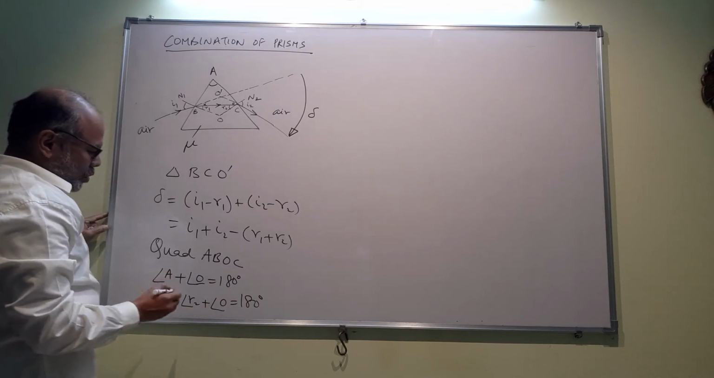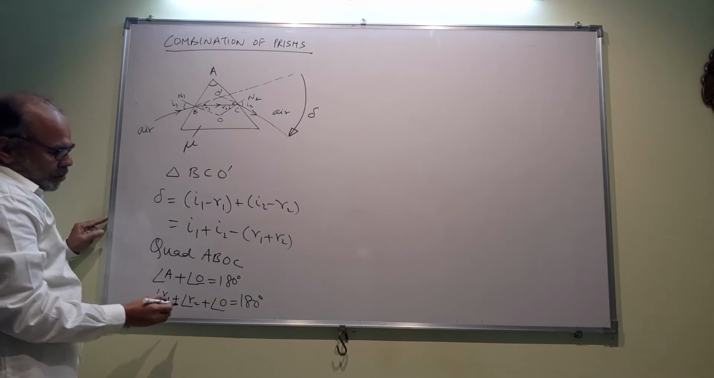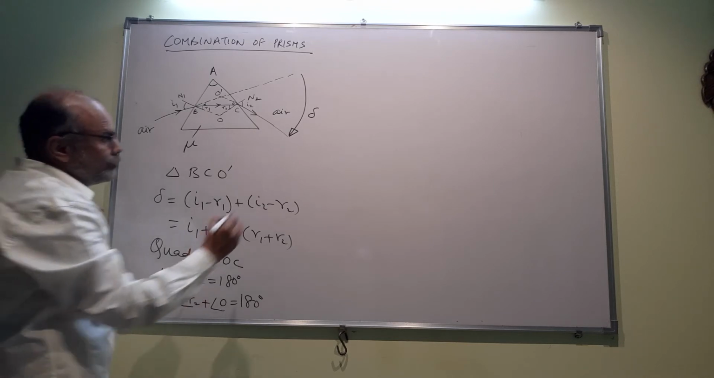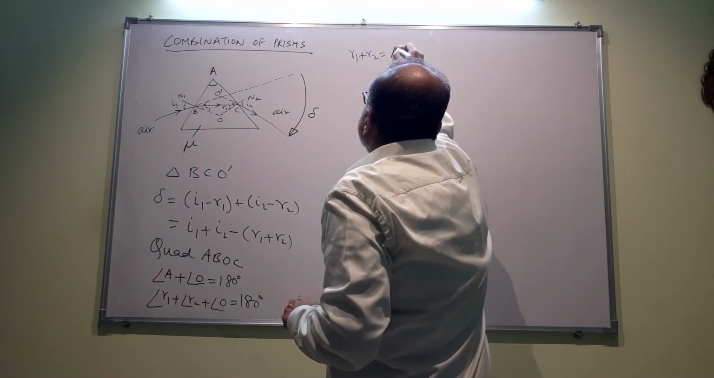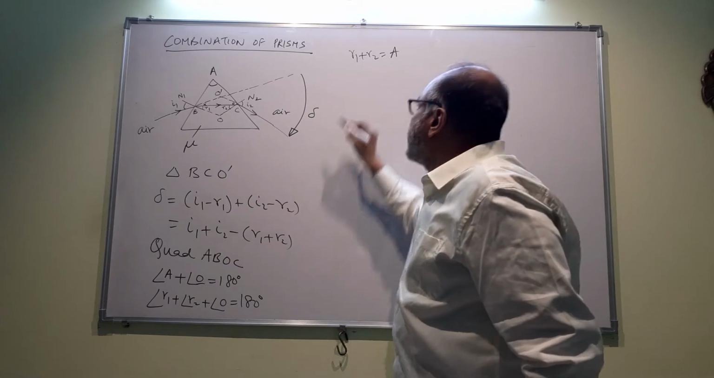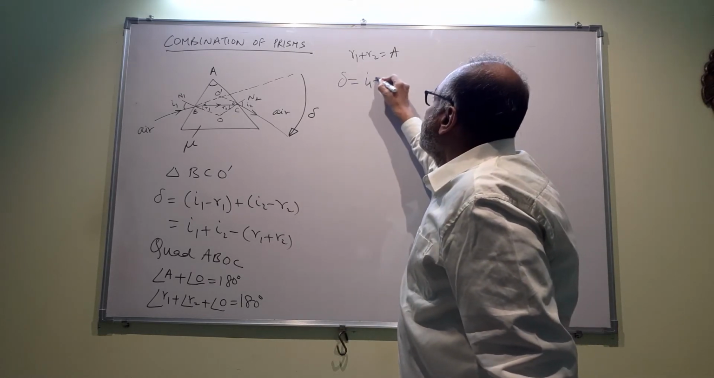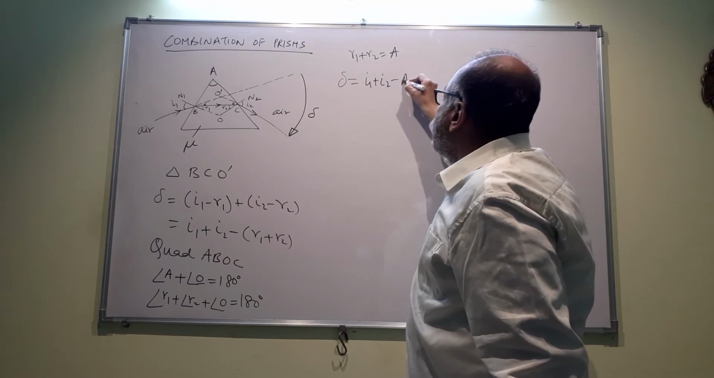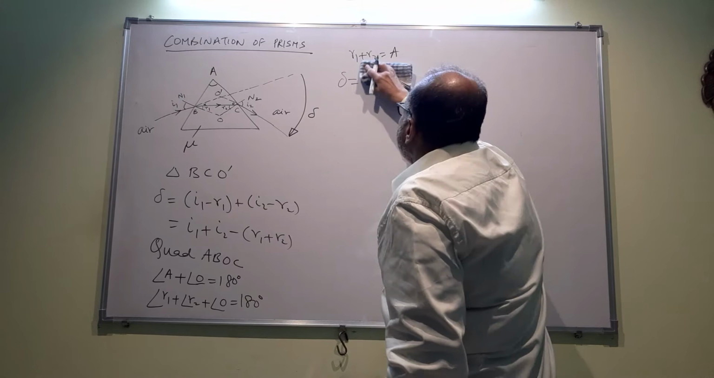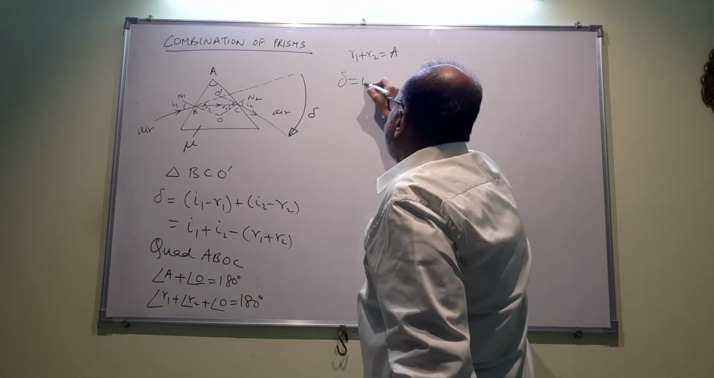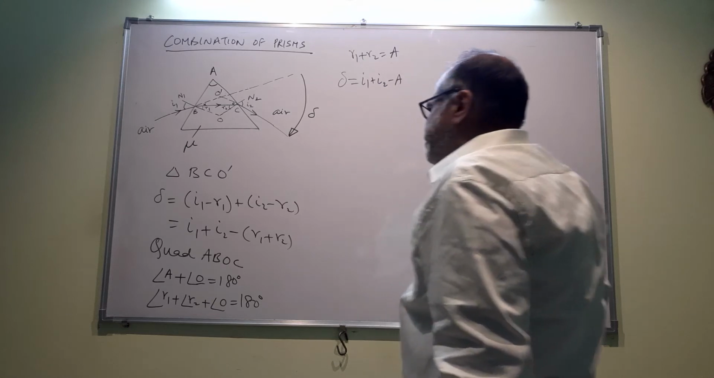So if you equate these two, O cancels and you get angle R1 plus angle R2 equal to angle A. So therefore the deviation becomes I1 plus I2 minus A. That would be the deviation: I1 plus I2 minus A.